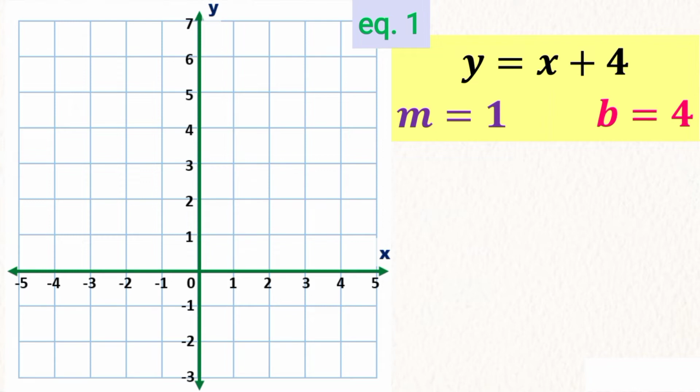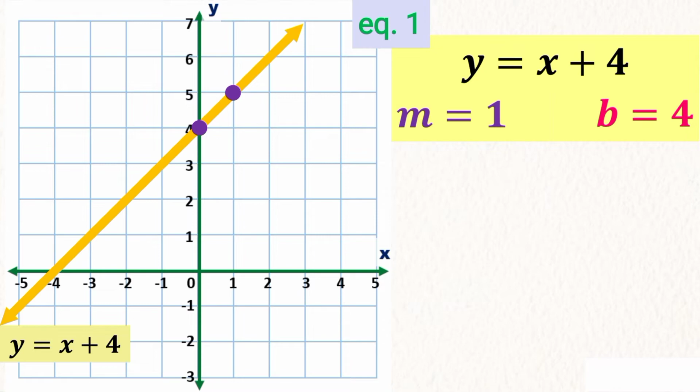As in our previous lessons, we plot first the y-intercept, which is positive 4, located along the y-axis. And using the slope, the ratio of rise and run, we have 1 unit rise and 1 unit run. Since the slope is positive, it rises from left to right. So we have the 2 points connected to one another. This will be the graph of the equation y equals x plus 4.